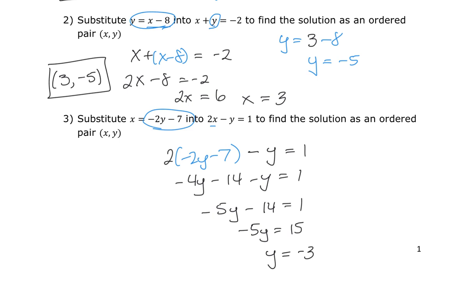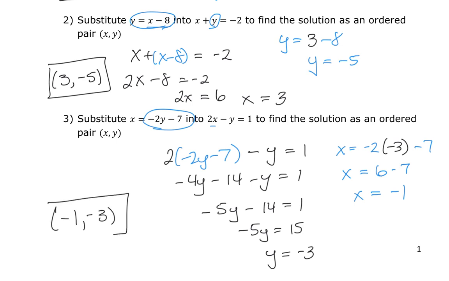Now I need to substitute that back into the first equation where I have x is equal to negative 2. My y is negative 3. And then I have minus 7. So x is equal to positive 6 minus 7. So x is equal to negative 1. So my answer as ordered pairs is negative 1 comma negative 3.